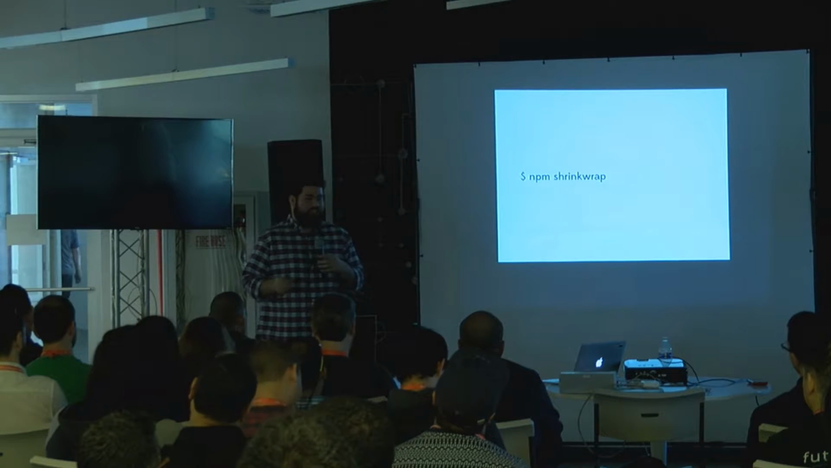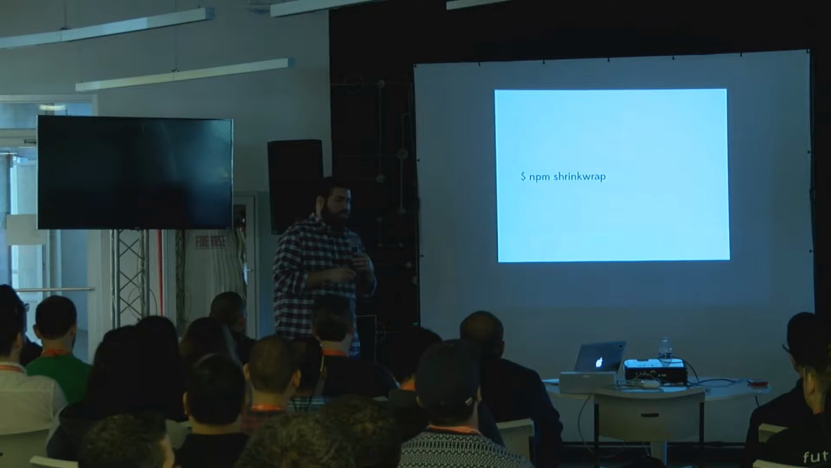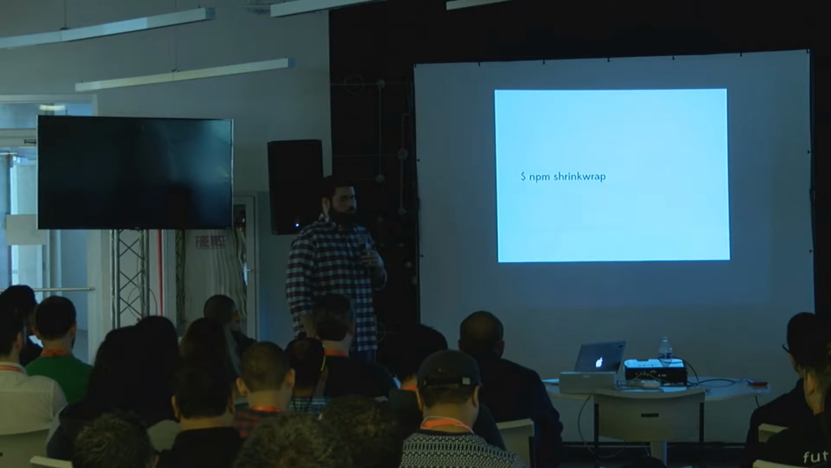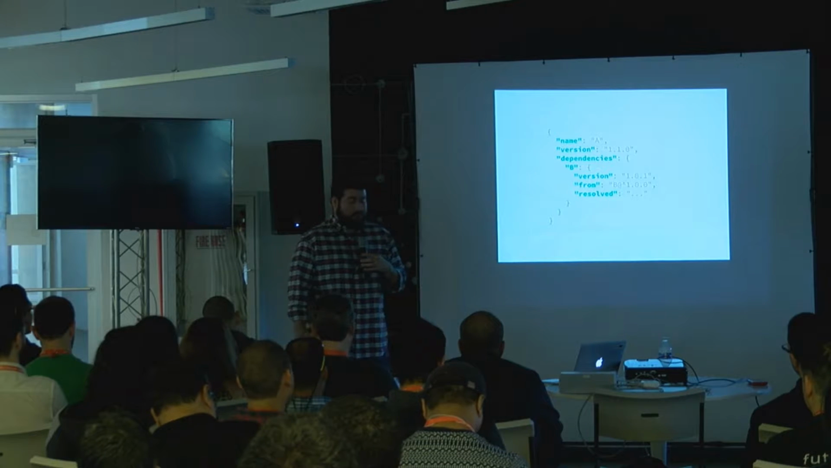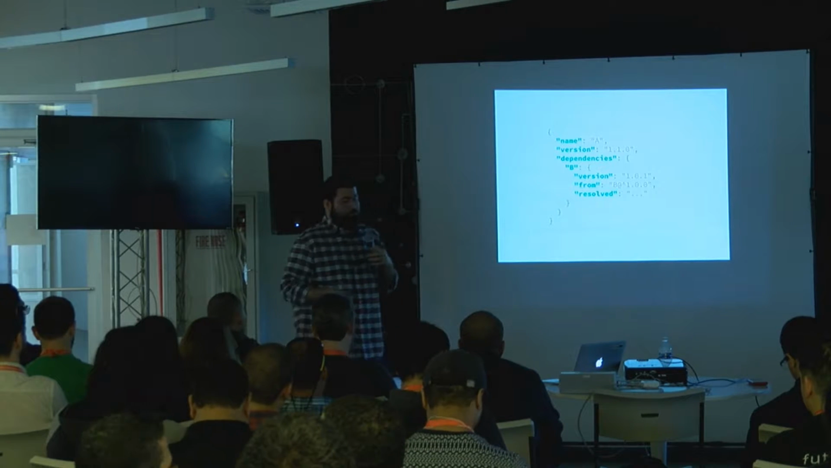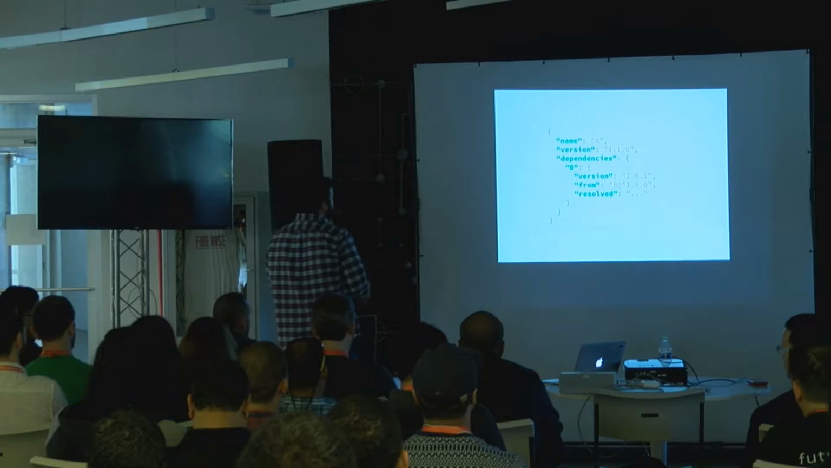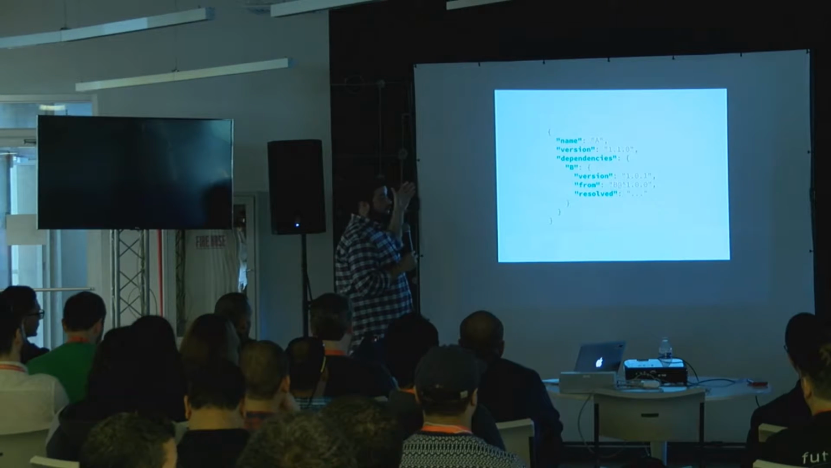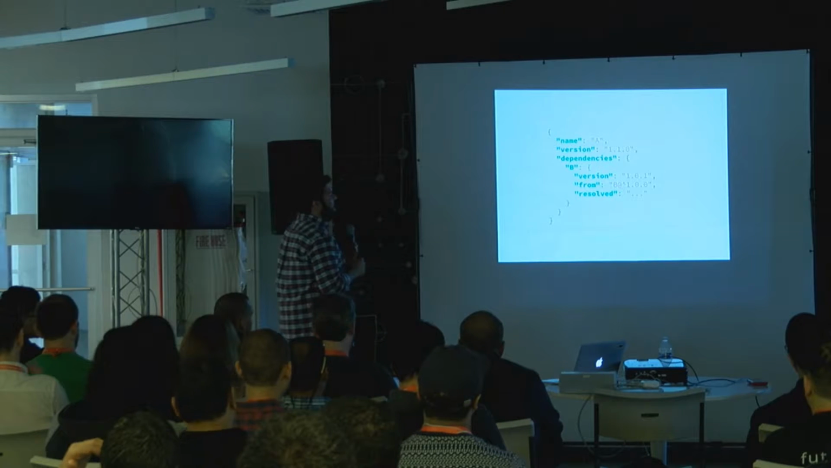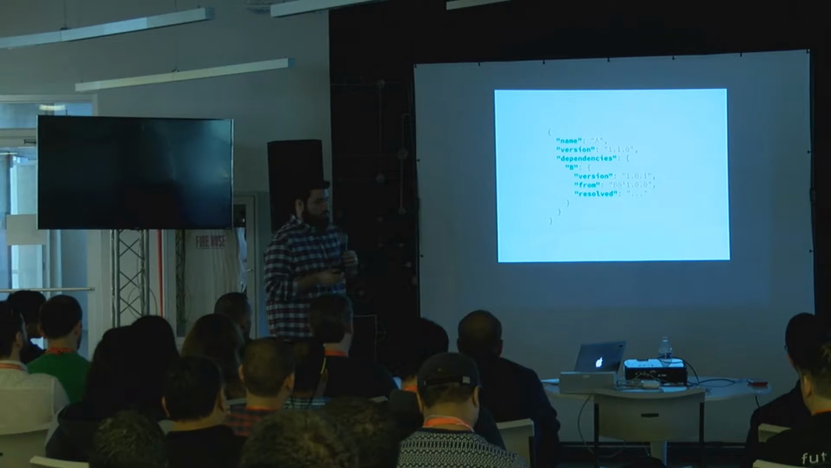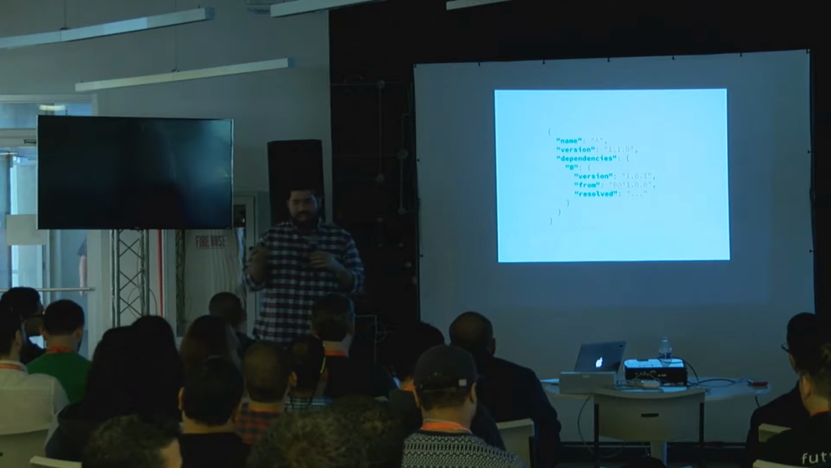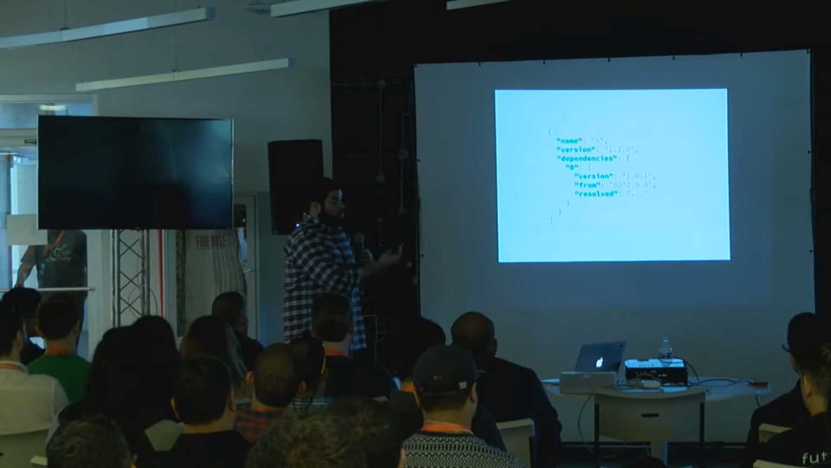NPM does actually provide a feature called shrinkwrap that allows for deterministic installs using a lock file. Now, the npm-shrinkwrap.json file might look like this. It has our package, in this case it's called A, and it has its dependencies, and it has the exact version that we installed.